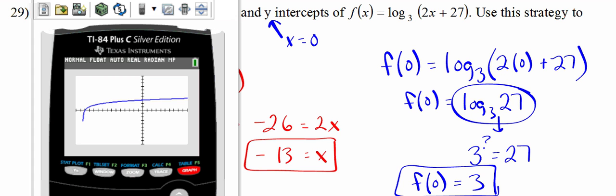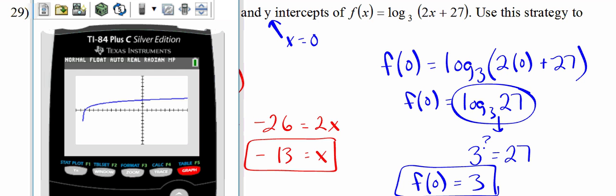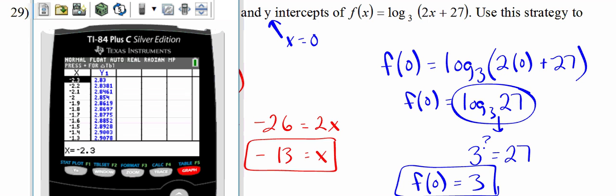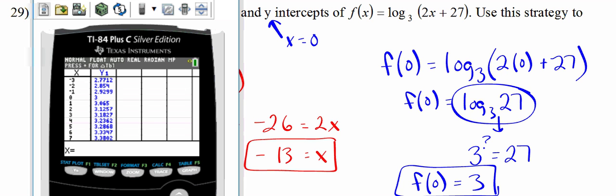And I know we're not using calculators here, but let's look at this on a graph just to show you what really happens. I plugged in that equation. You go to the graph. If we went to the table, you could find the y-intercept. You see right here you've got 0, 3. So when x is 0, y is 3.